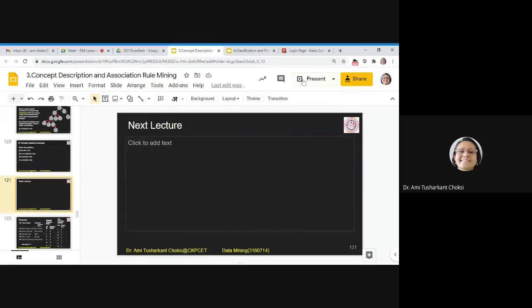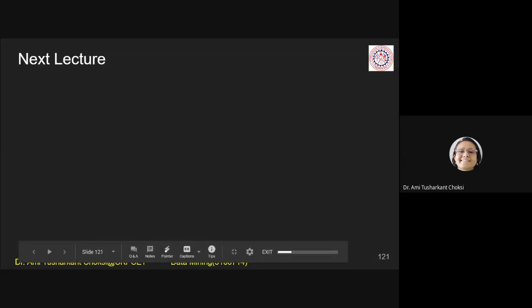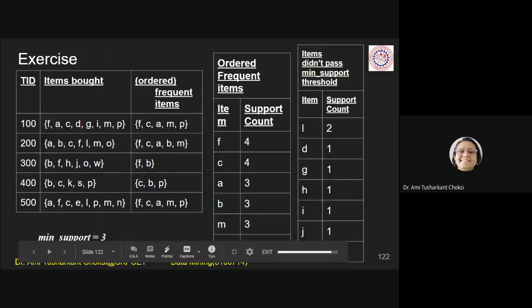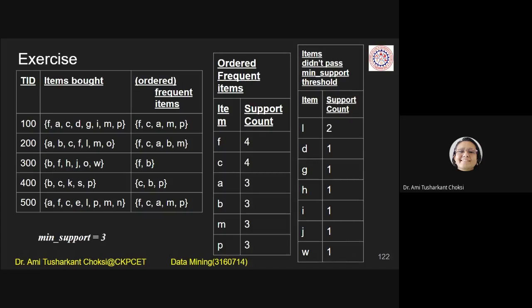So yesterday, we have seen the FP growth or FP tree algorithm, right? Now, let us take one more example of the same, so it will be clear to you. Here, we can say transaction ID is given and items bought is given. Ordered frequent items we will do after finding the support count.